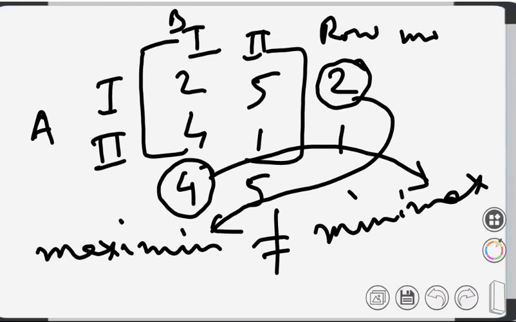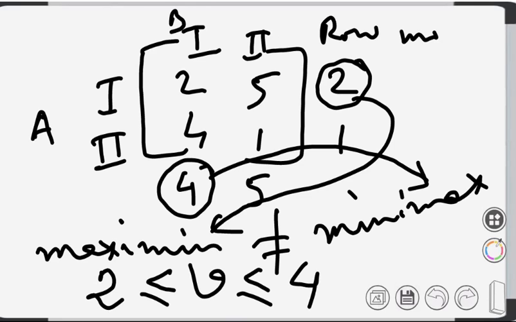Minimum of column max is termed as minimax. And then you write, if max of row min is not equal to minimax, then V, please write, V lies between max of row min and min of column max. V means value of the game lies between 2 and 4. This value and this value.